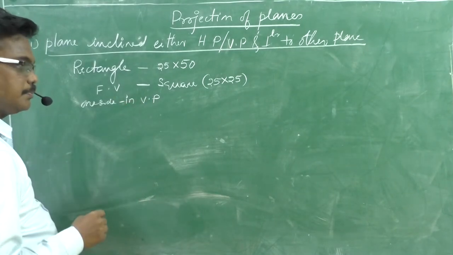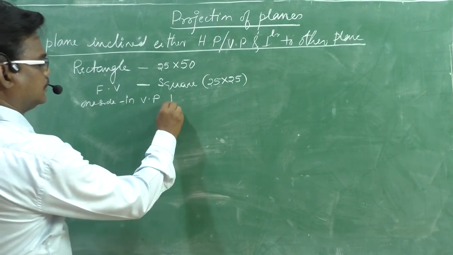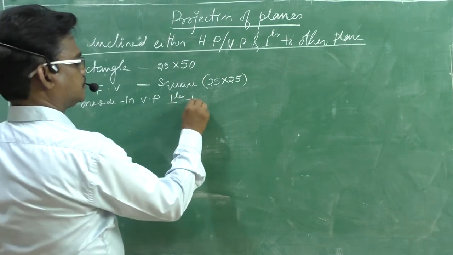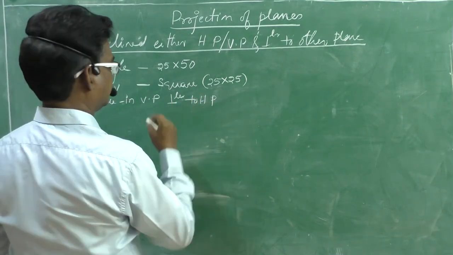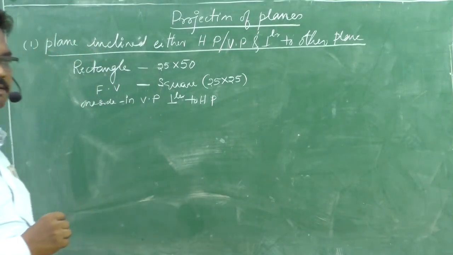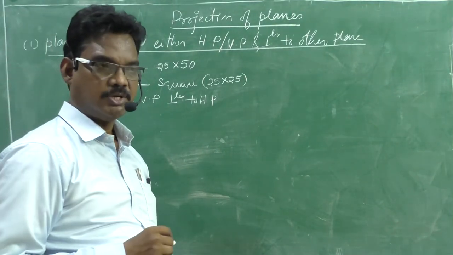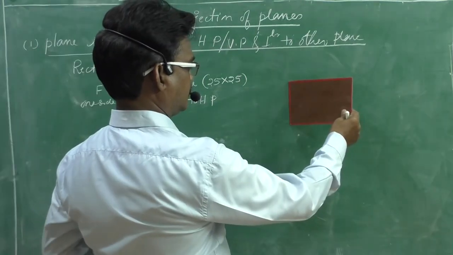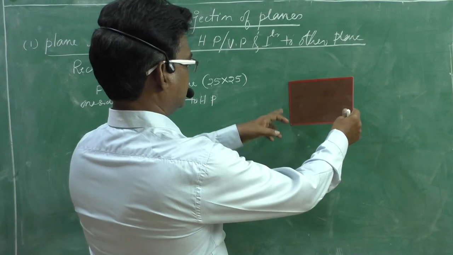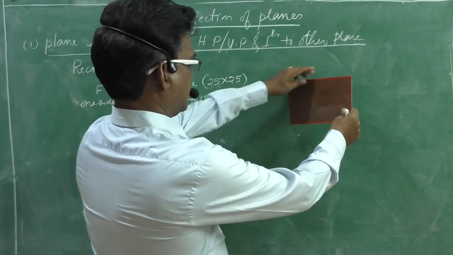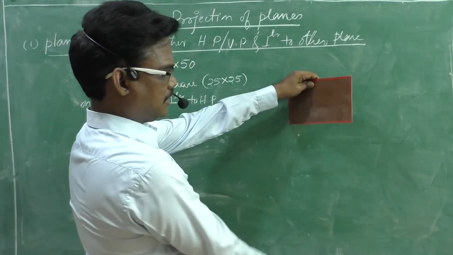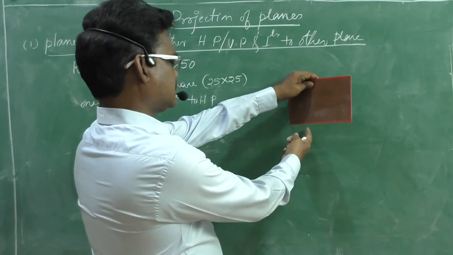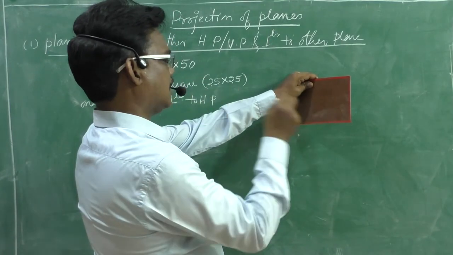Next, the plane is perpendicular to HP. This condition is given. We are asked to find the angle of inclination with the VP. Like this, one side is in the VP and the entire plane is perpendicular to HP. It makes some angle, and that angle we need to calculate.